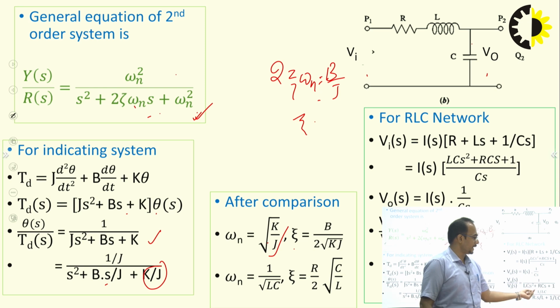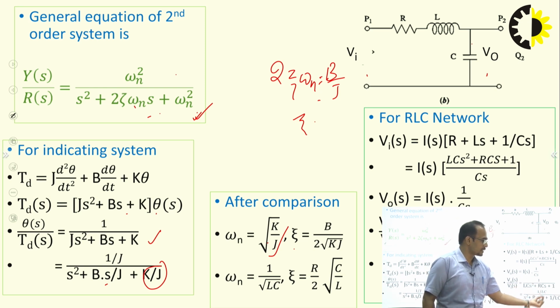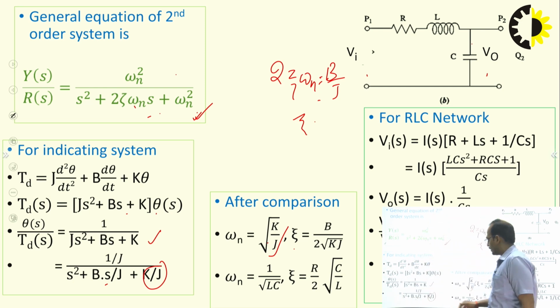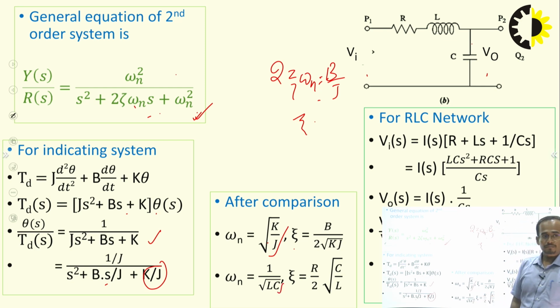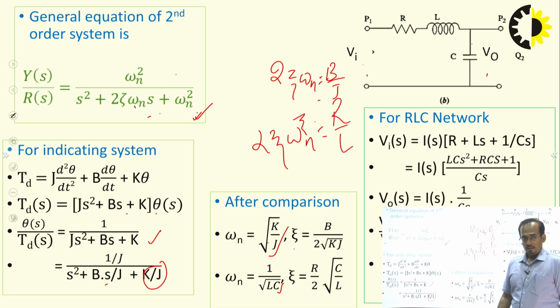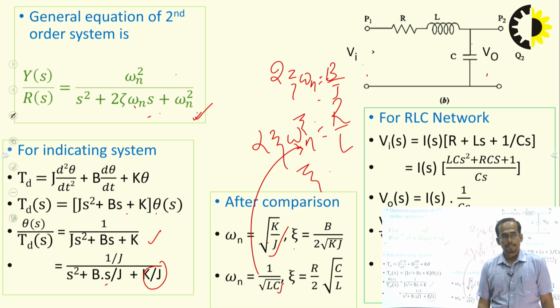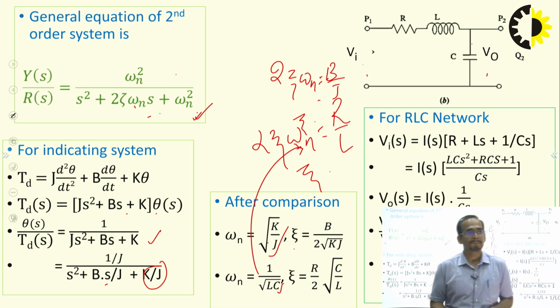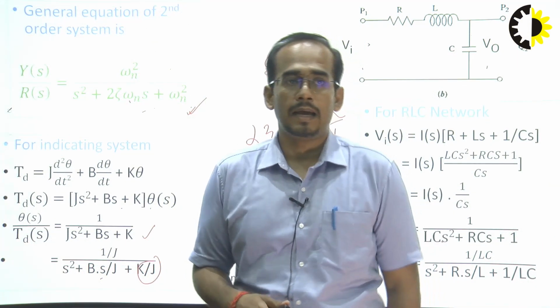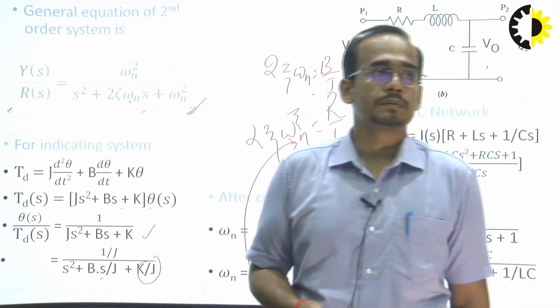I will take LC common, I will get here 1 by LC, S square plus R S by L plus 1 by LC. So what will be the value of omega n? Omega n will be equal to under root 1 by LC. And what will be the value of zeta? You will find the 2 zeta omega n S, 2 zeta omega n is equal to R by L. So you will get here the value of zeta after putting the value of omega n in this equation. In this way we can find the natural frequency and damping coefficients.